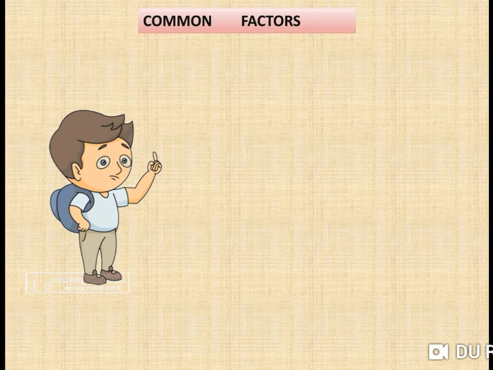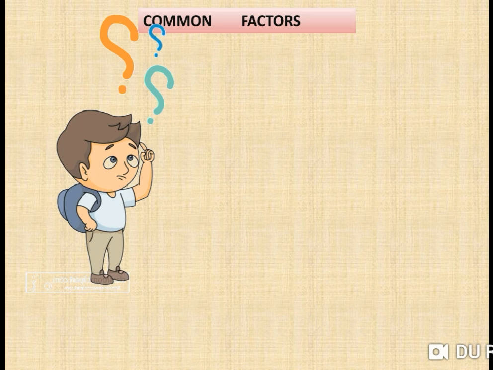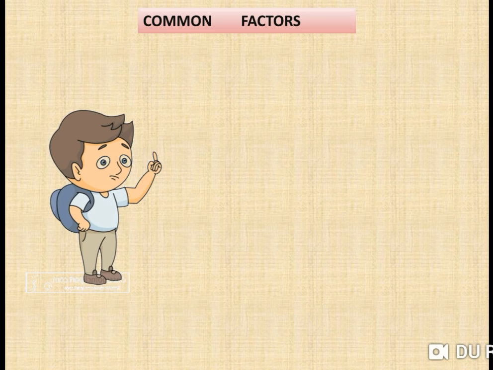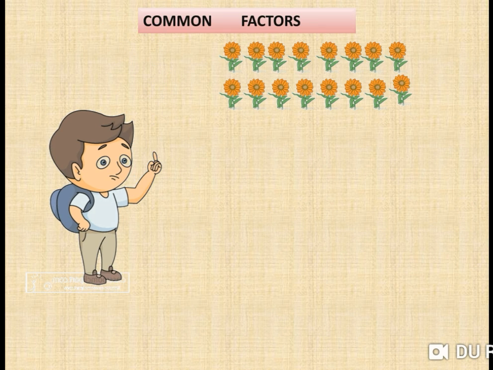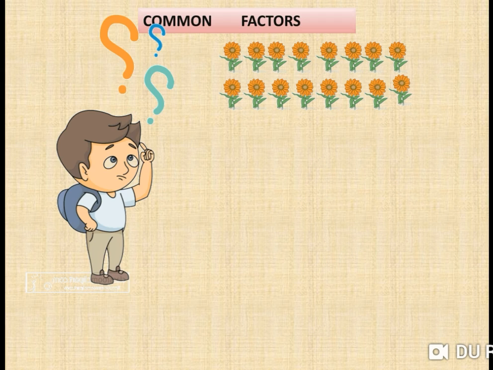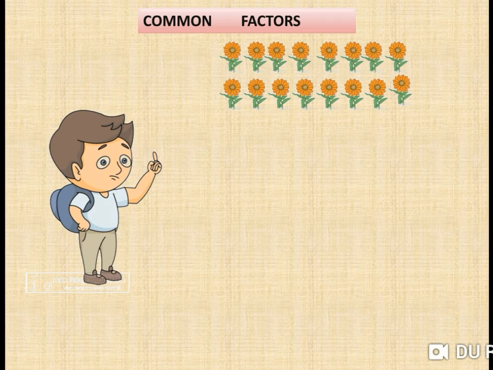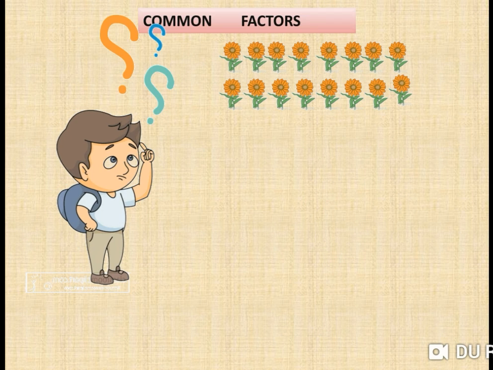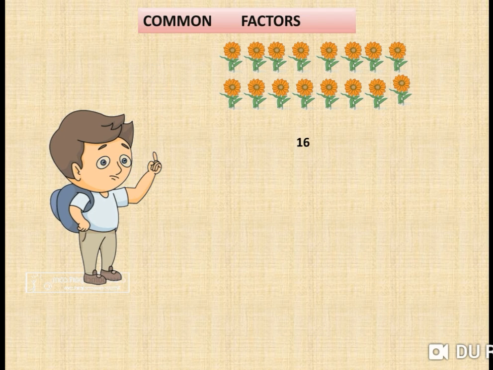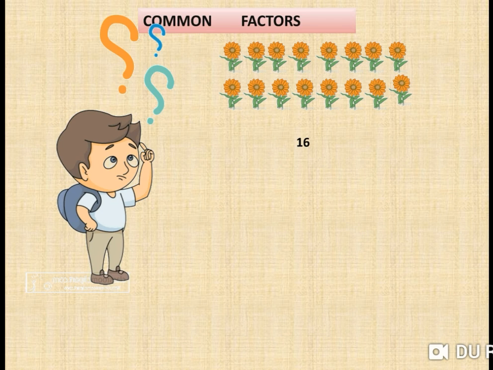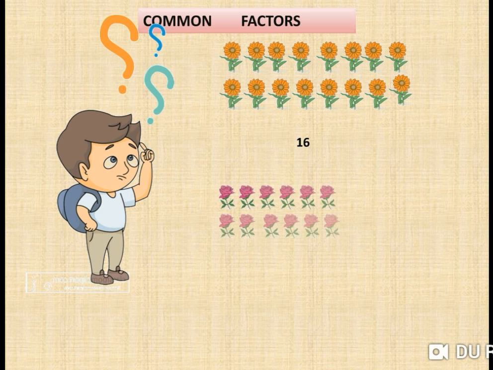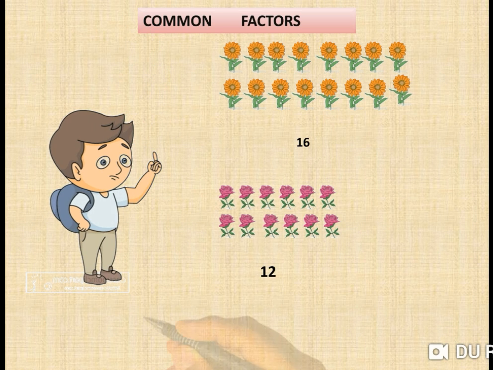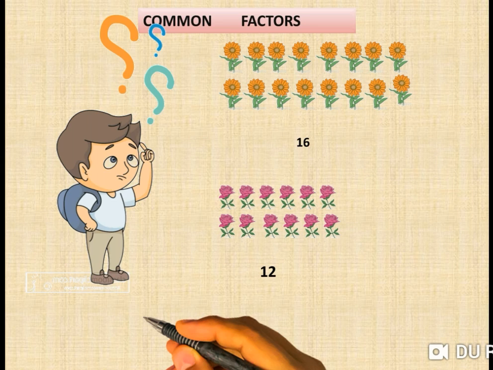Here our friend John is too much worried. Why? Because he is given a task by his teacher. He is given two kinds of flowers: 16 orange flowers and 12 rose-colored flowers.